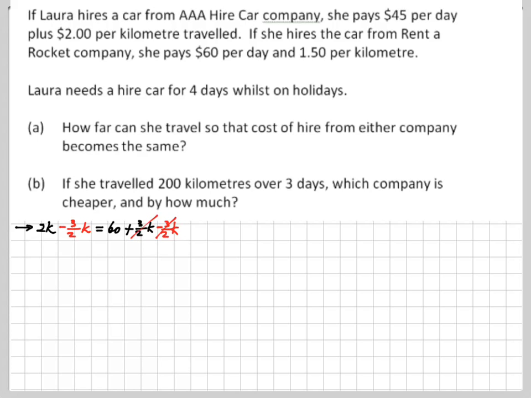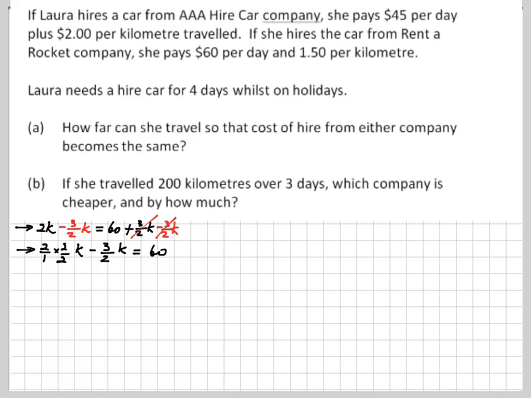Okay, now what are we going to do? We're just going to simplify the left-hand side. But to do that, guys, we've got a fraction there. We've got a 2k, which is a whole number, 2 over 1, in other words, minus 3 over 2. We cannot add them unless we make the denominators the same, okay? So let's give that a go. I've got 2 over 1, and I'm multiplying the top and the bottom by 2, so I can have a denominator of 2, okay? Because the denominator in the 3 over 2 is 2.